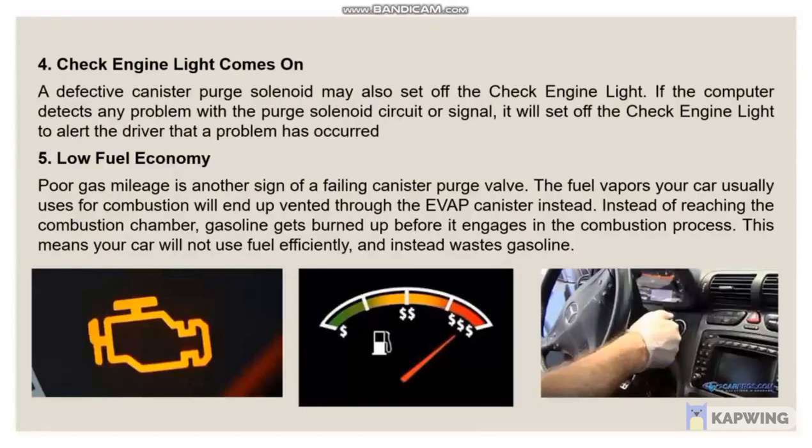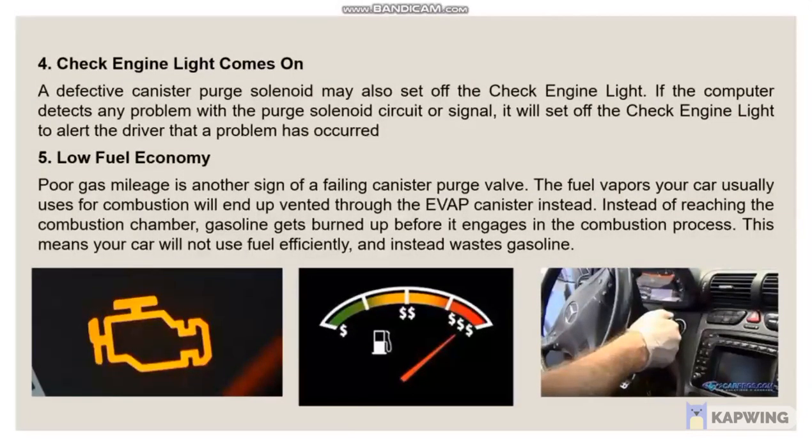Next, number 4 is the check engine light comes on. A defective canister purge solenoid may also set off the check engine light. If the computer detects any problem with the purge solenoid circuit or signal, it will set off the check engine light to alert the driver that a problem has occurred.